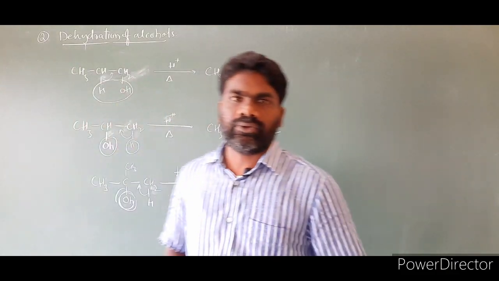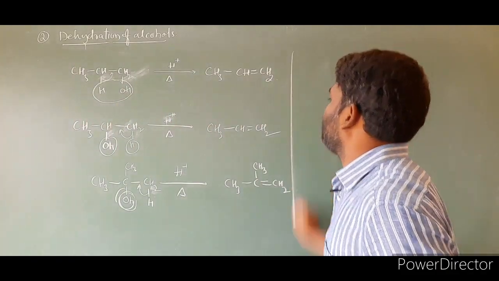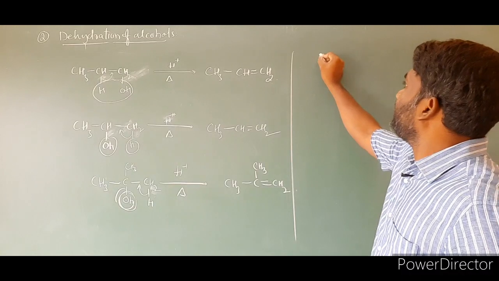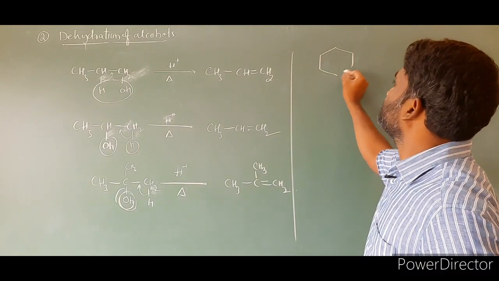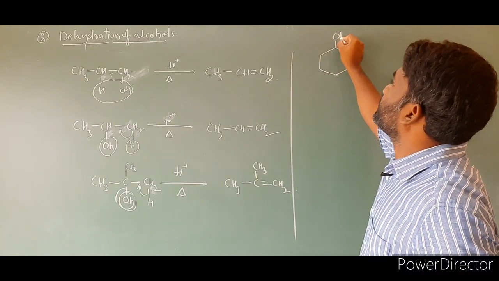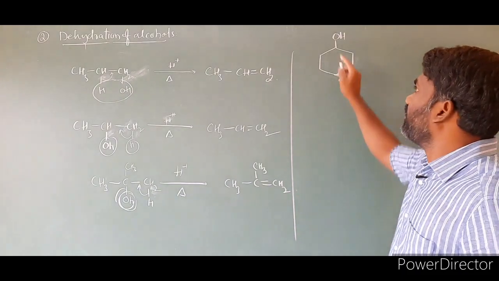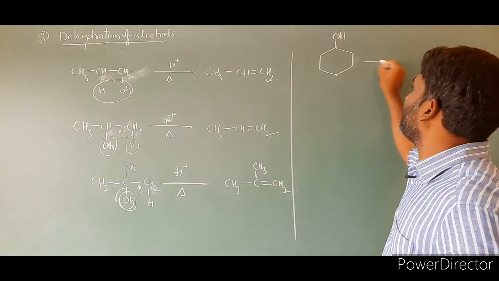So like this we have to write the product. You can take one more example. Another example I am taking is a cyclic compound. Here is the OH. Then we have to form a double bond, an alkene, here.